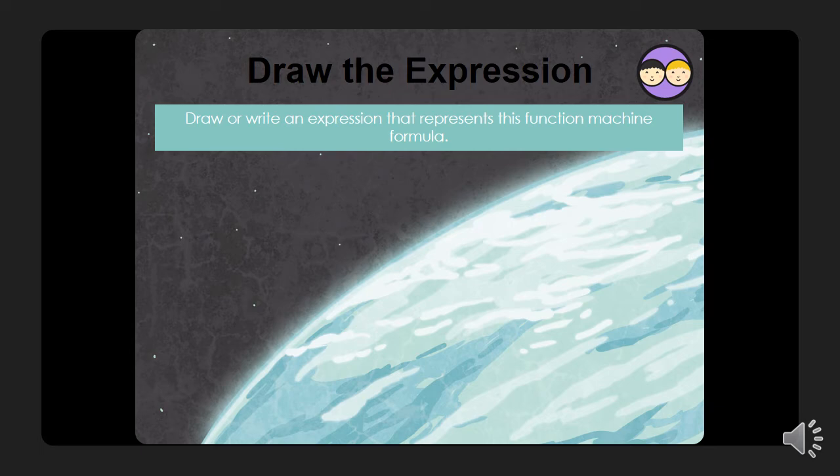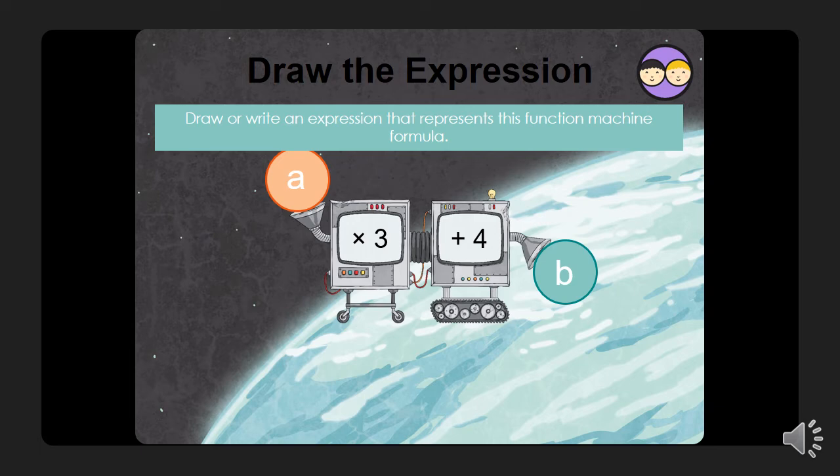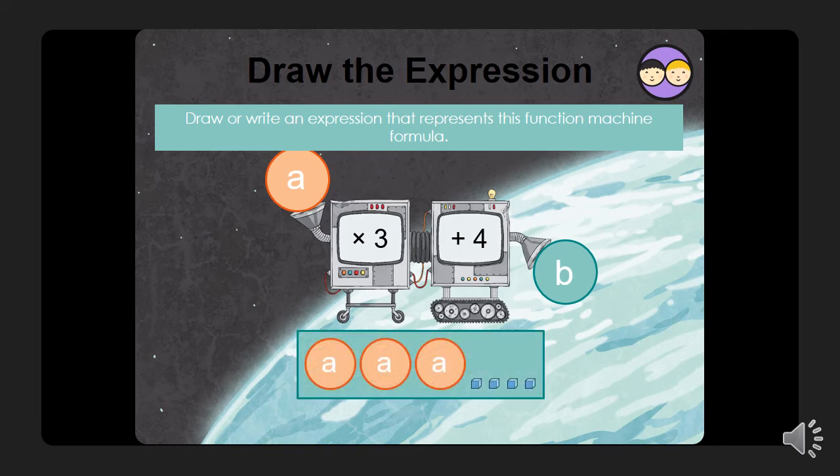Draw or write an expression that represents this formula. How could you write this one down? Fantastic. We can see here that A times 3 means that we've got A added to itself 3 times. So therefore, A times 3 plus 4 equals B would be written 3A, remember we've got to put our number, then the letter, 3A plus 4 equals B. Well done if you got that one.